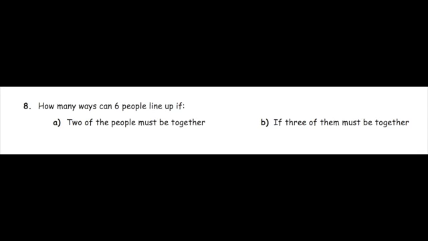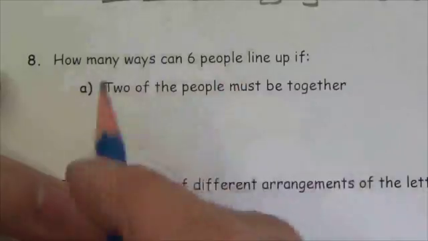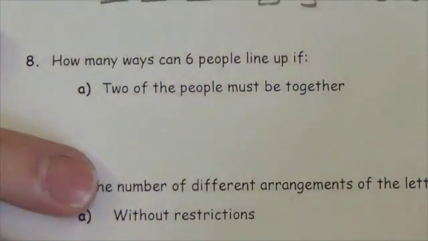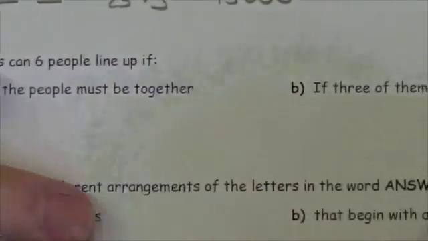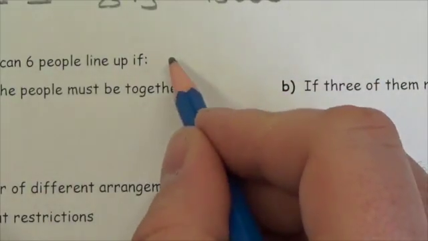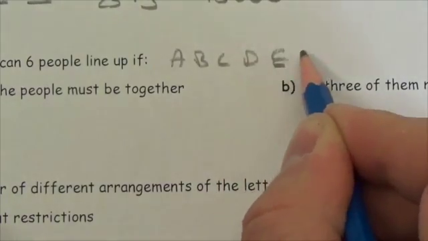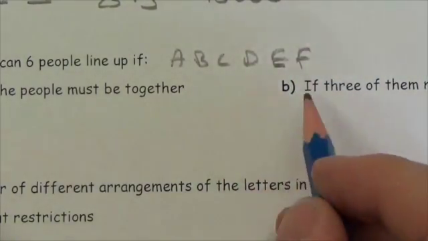How many ways can 6 people line up if 2 of the people must be together, or if 3 of the people must be together? Okay, so now we're going to look at a restriction on a permutation here. How many ways can 6 people line up if? Okay, well, first of all, let's take a quick look at this. Let's say you've got 6 people, and let's just label them A, B, C, D, E, F. Here are my 6 people, okay?